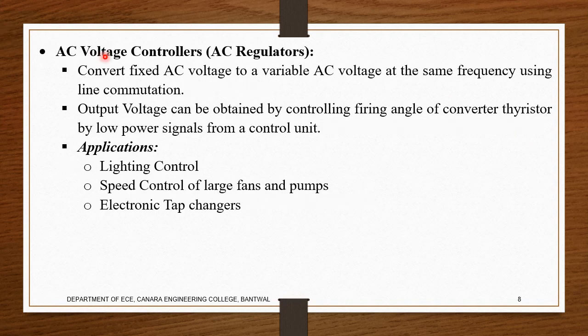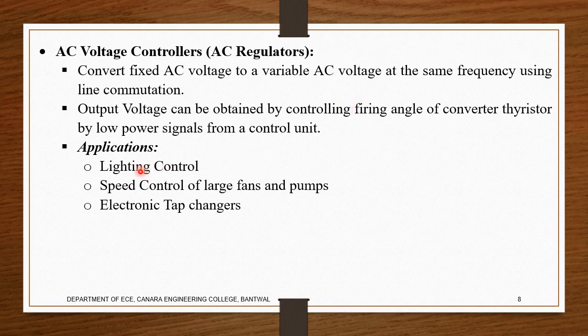Next one is the AC voltage controllers, or we call it the AC regulator. They convert a fixed AC voltage to a variable AC voltage at the same frequency using line commutation. Output voltage can be obtained by controlling the firing angle of the converter thyristor by low power signals from a control unit. So it is usually the firing angle, the triggering angle, at what time interval it has to be made on and at what time interval it has to be made off. As we say in our DC choppers, that's a duty cycle; here we say it as a firing angle.